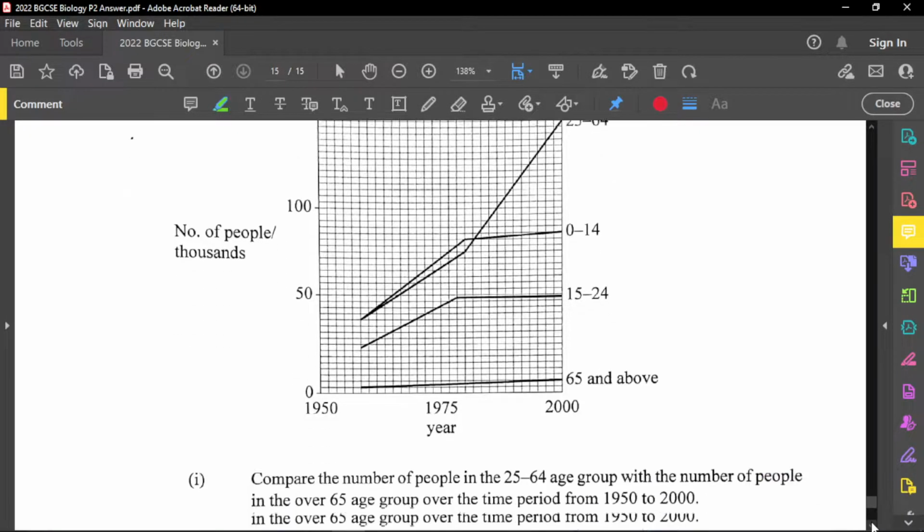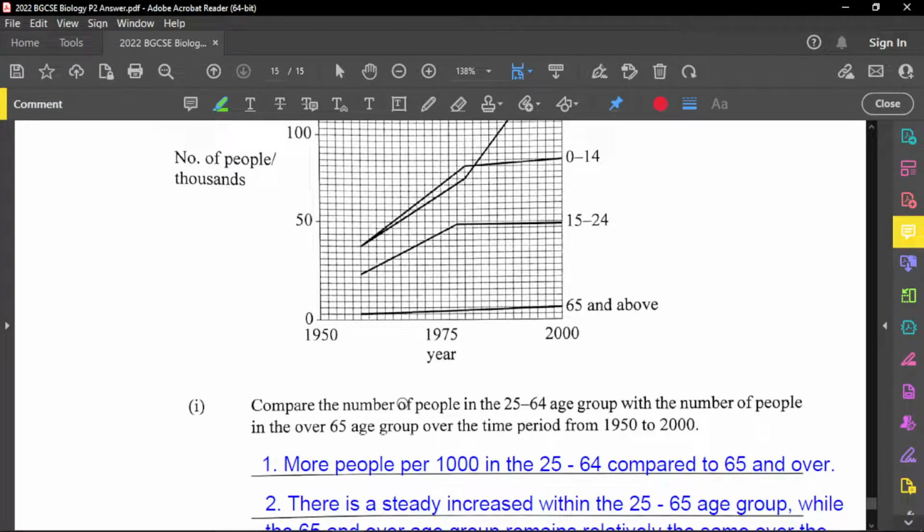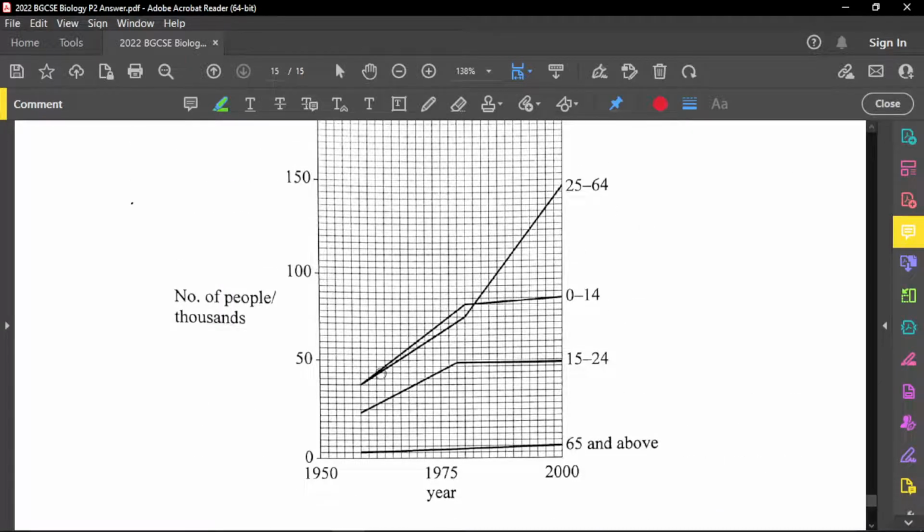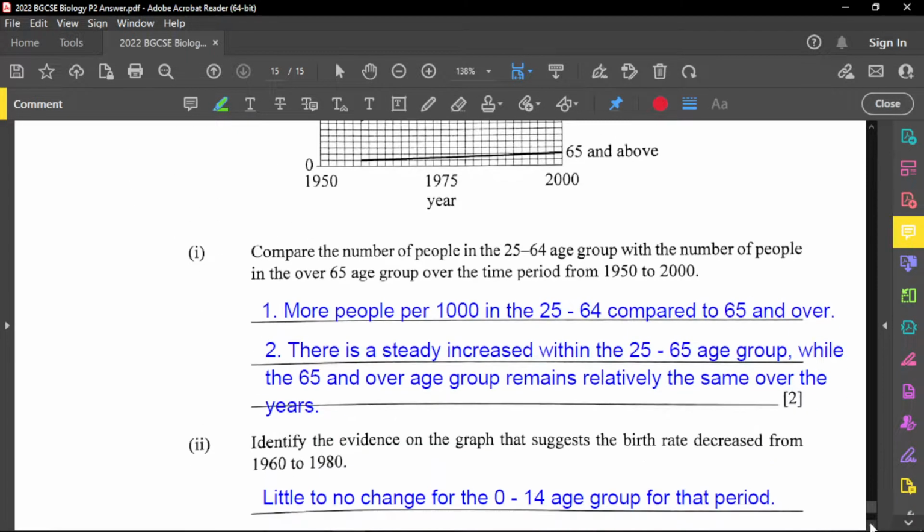And so the question here says compare the number of people in the 25 to 64 age group with the number of people in the 65 and over age group over the time period from 1950 to 2000. If you look at the graph carefully, you'd realize that the 25 to 64 group is always increasing, while the 65 and over group is pretty much the same. And so that would be the answer there: more people per 1,000 in the 25 to 64 age group compared to 65 and over, right?